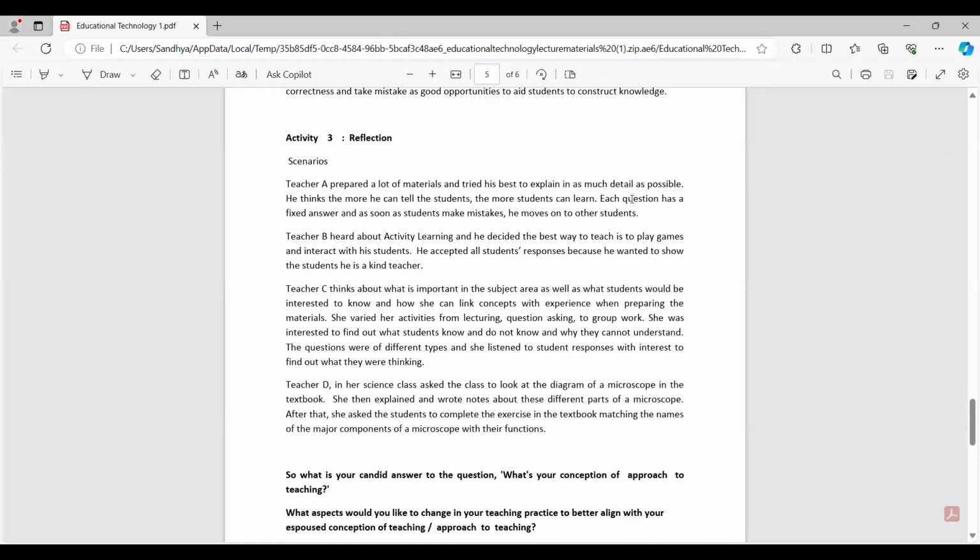In this first scenario, which approach will you select? What aspects would you like to change in your teaching practice to better align with your espoused conception of teaching and approach? So just tell me which approach you will select. This is the classroom scenario. So read the first one of you.